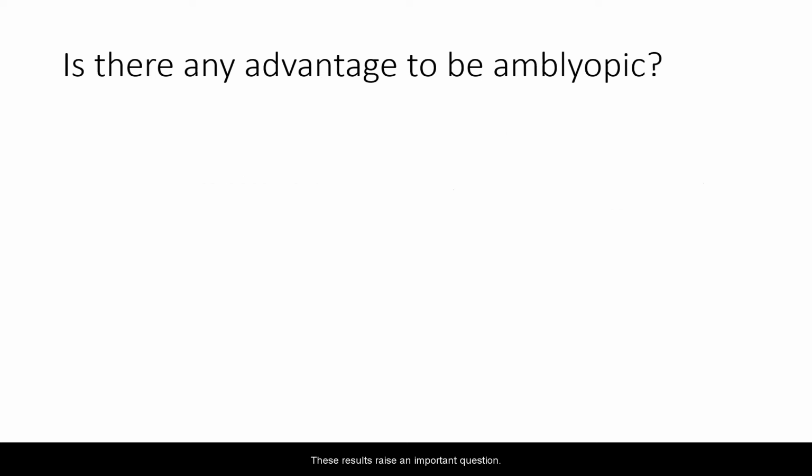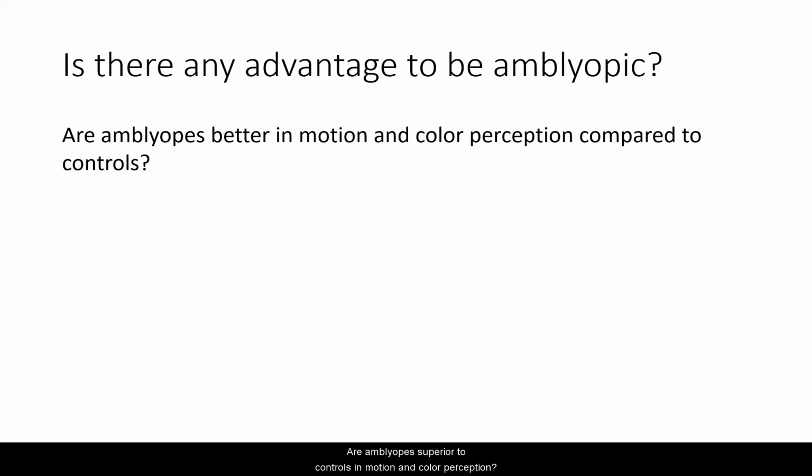These findings raise an important question. Are amblyopes superior to controls in motion and color perception? The simple answer is we do not know. On one hand, clinical studies have already shown that many amblyopes suffer from impaired global motion perception, which is most likely linked to the function of motion selective clusters.